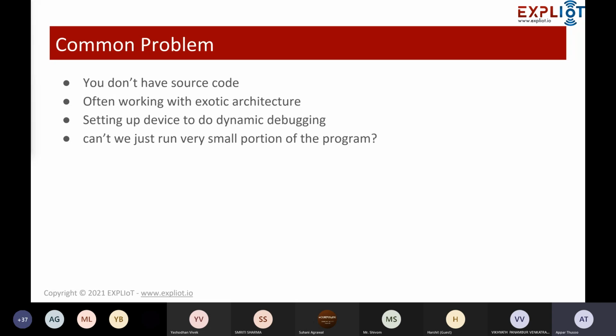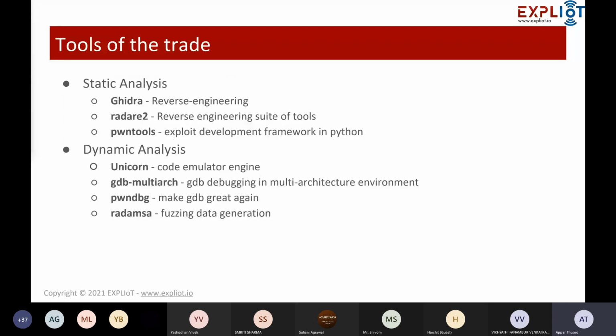The next common problem that we face is setting up the device to do dynamic debugging. This is something that I'll discuss when we talk about the different types of analysis of firmware. And can't we just run a very small portion of the program? Again, something that we'll see as we go on. I think we have only 5 minutes left, so I'll try to complete this all up.